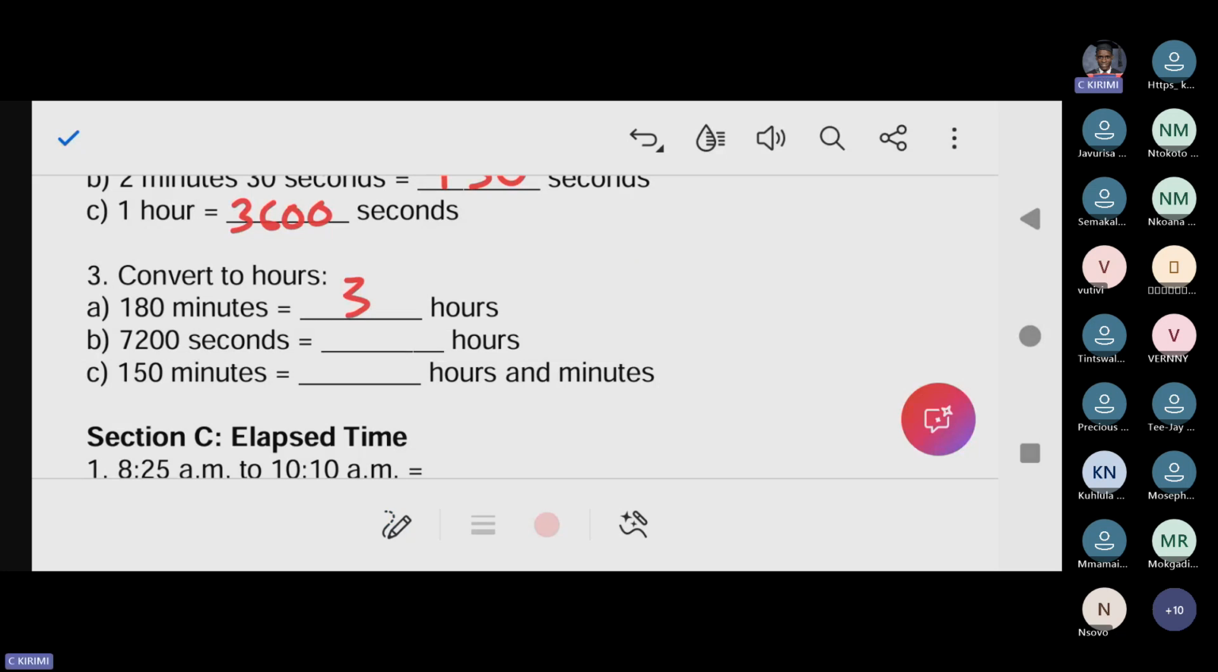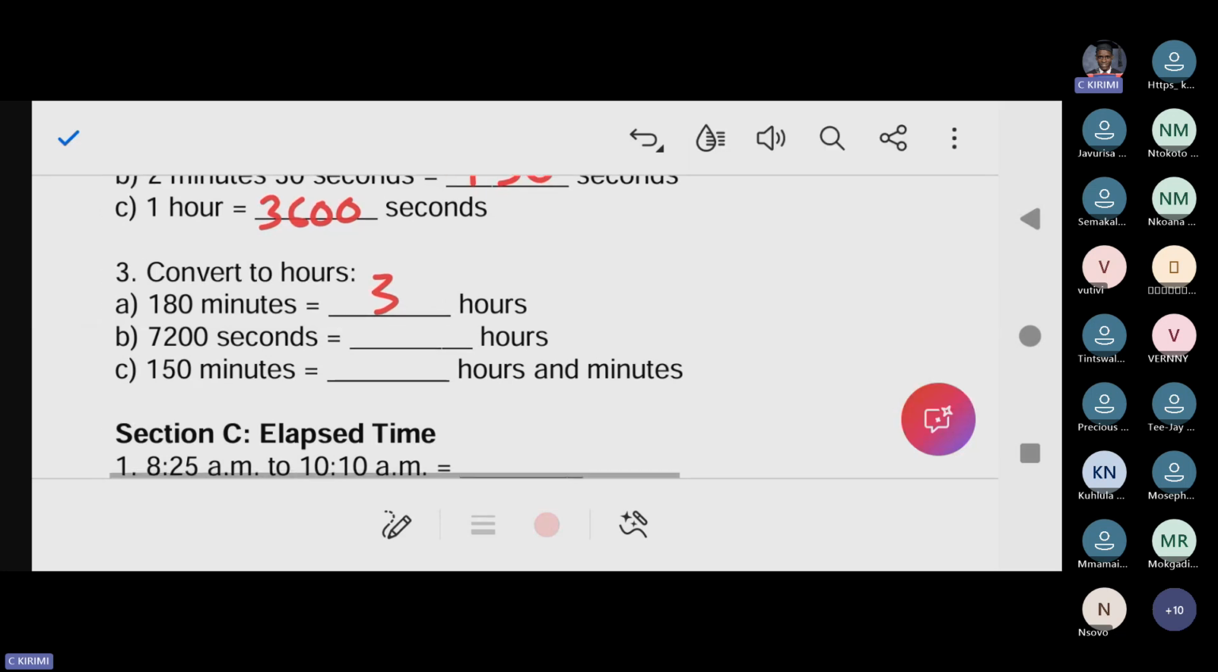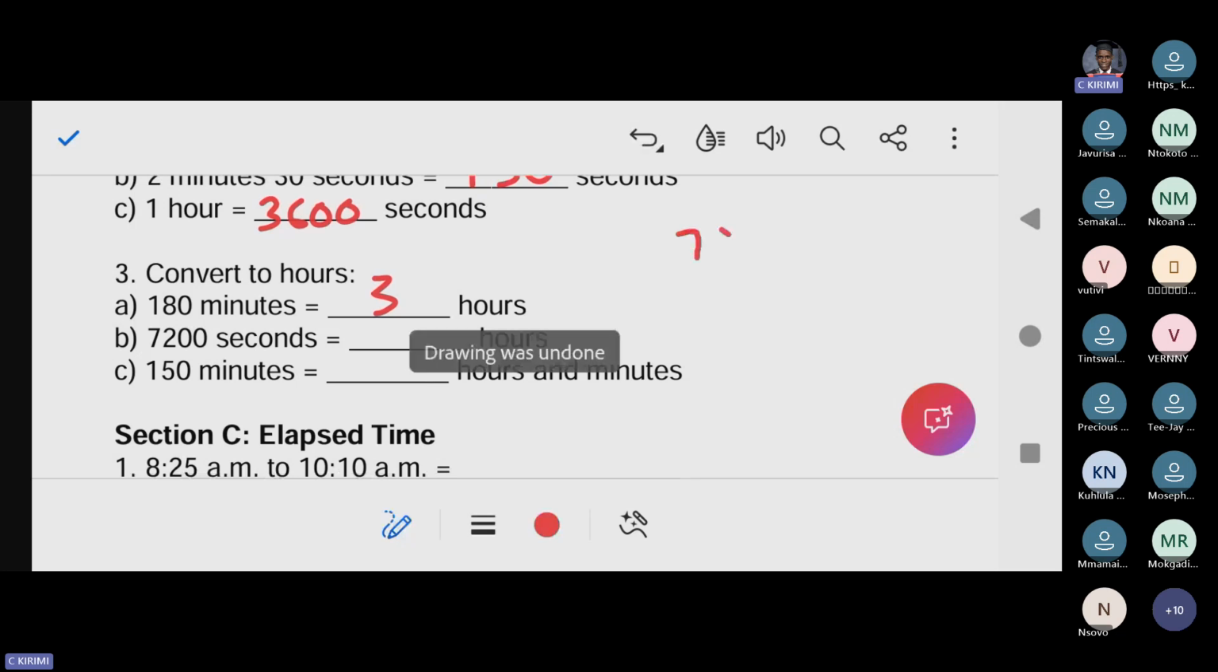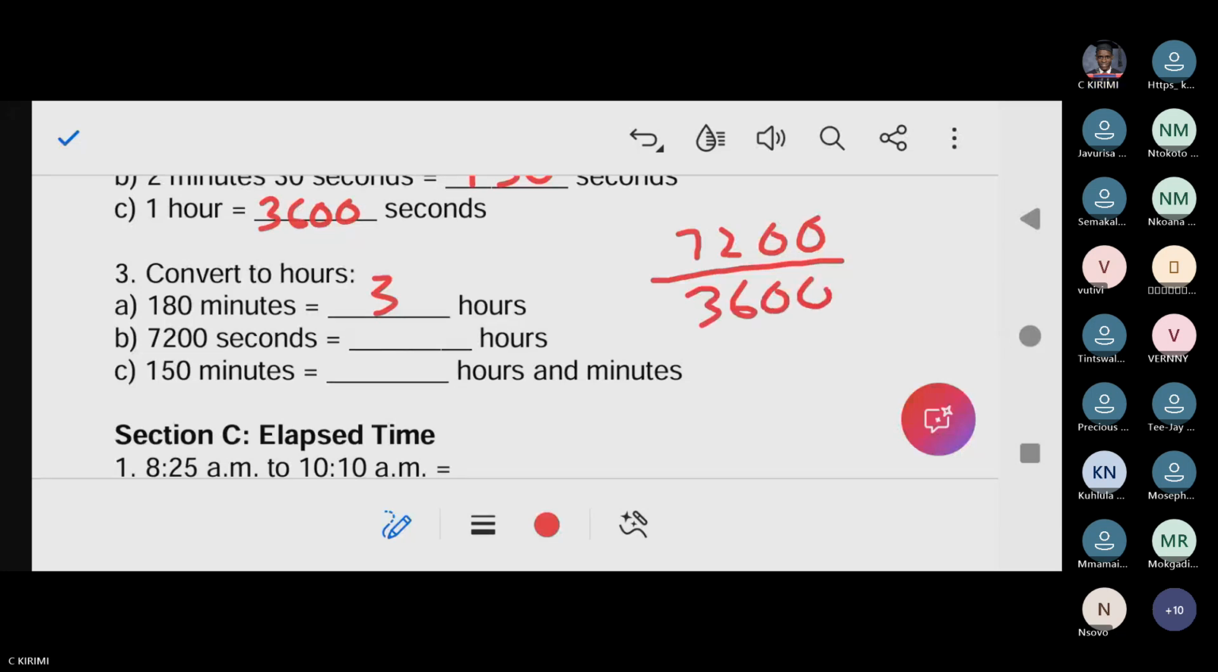That's what we are dividing, because we know 1 hour is equal to 3,600 seconds. So in order to find the number of hours using short division, we are going to say 7,200 divided by 3,600. You cancel the 0s on the numerator with the 0s on the denominator. Then this is just mental math. 36 goes into 72 how many times?